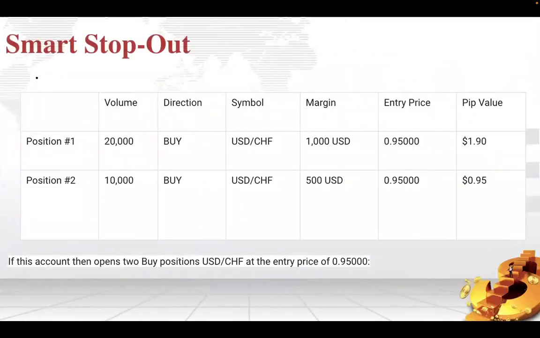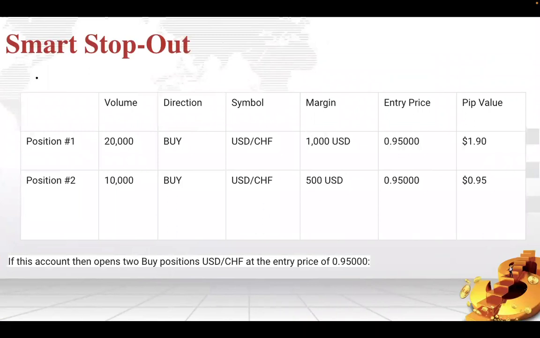let's say that we have this account with the balance of $1,500. Let's say the equity is, of course, the same situation, $1,500. Margin used is 0, right? And the free margin is, of course, 1,500. Leverage is 1 to 200, and smart stop out is set at the level of, let's say, 50%, right?